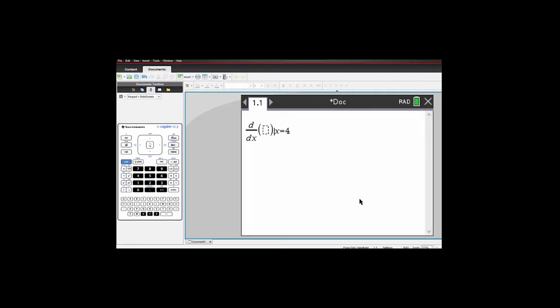And then from here, we just type in the function that we're trying to find, so our original function. So the x squared minus 4 over the square root of x. And then you just press enter on that, and you get your answer of 33 over 4, just like we did when we did it by hand.